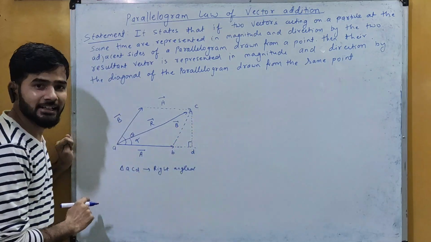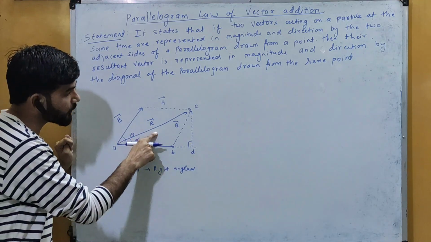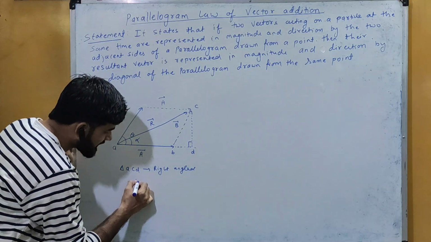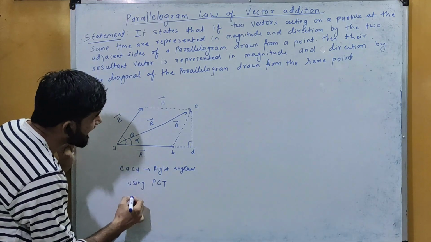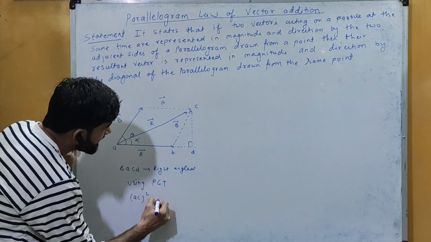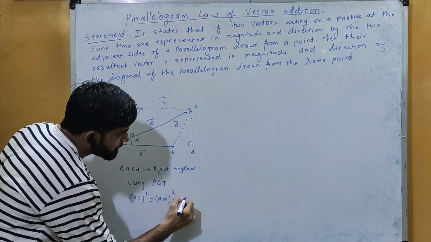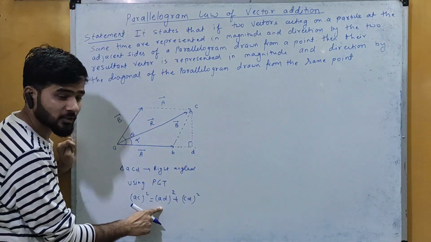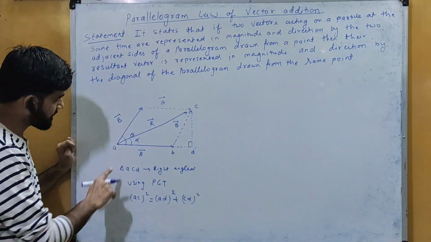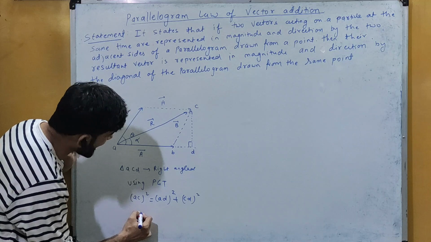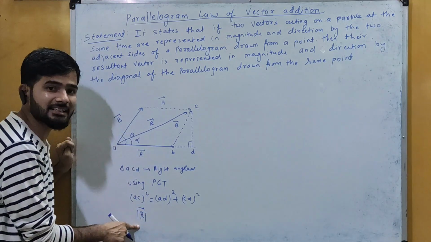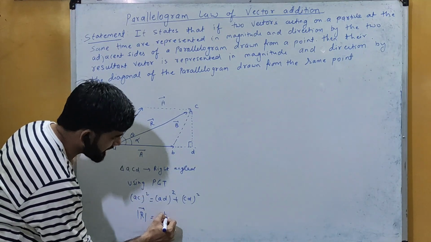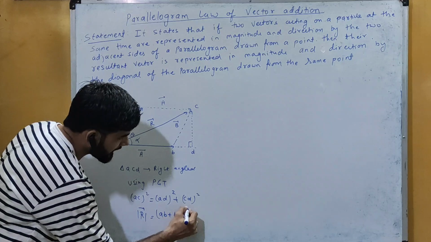Angle ACD. Now in this triangle, if I want to find the value of resultant R, then I can use simple Pythagoras theorem. So using PGT, I can write AC square is equal to AD square plus CD square. Now this AC, I can write simply as R. This represents the magnitude.